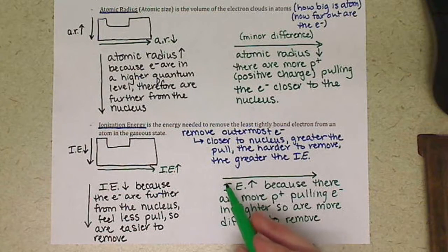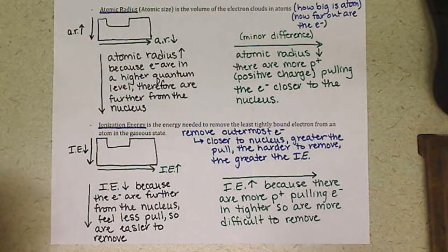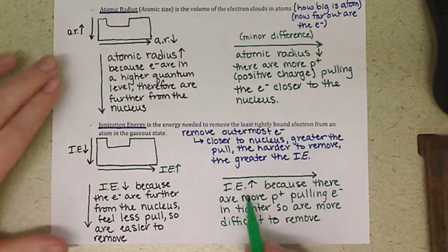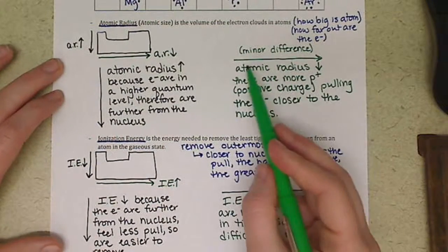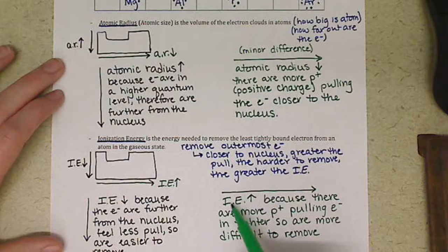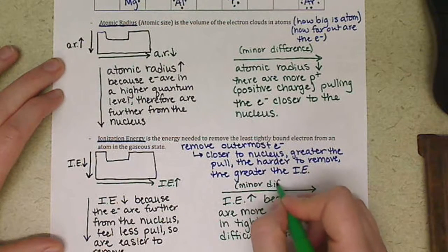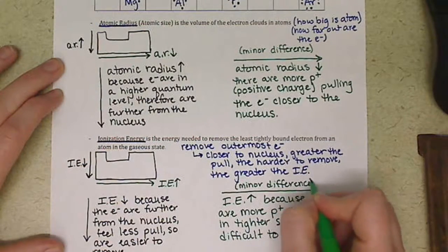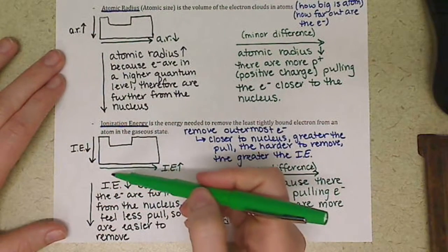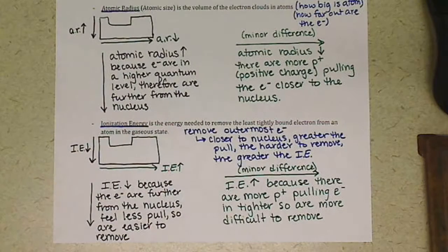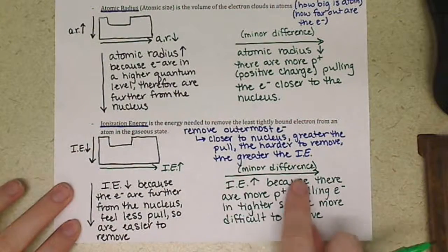So our ionization energy as we move from left to right is going to increase because there are more protons pulling the electrons in tighter. If we're holding them in tighter, it's going to be more difficult to remove those electrons, so that ionization increases. And just like for our atomic radius, going from left to right is a minor difference, so is our ionization energy. The movement going down the periodic table is a much greater effect than moving from left to right.